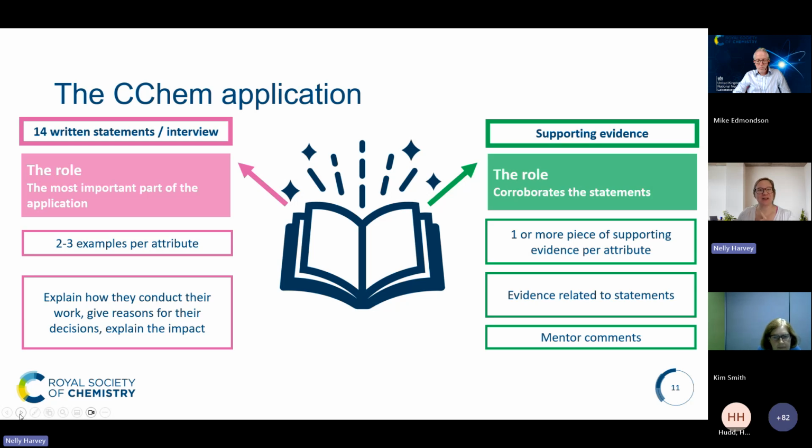And just signpost, if you go onto the digital delegate bag in the chat, there's the Padlet link, you'll find there a link to our main CChem website that has information about all of these things, and on our members area we've got more information for your mentors on what they need to provide in their mentor comments.